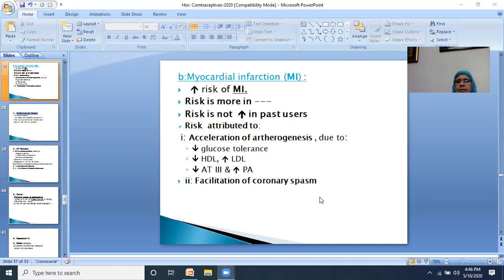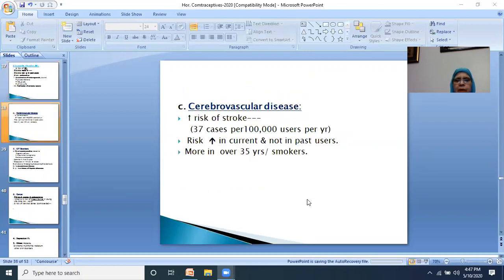Then myocardial infarction. There is increased risk of myocardial infarction in users of combination contraceptives, and risk is more in those ladies who have predisposing factors like increased platelet aggregation, decreased antithrombin 3, increased fibrinogen, and luckily risk is not increased in past users. This risk is attributed to acceleration of atherogenesis, which is due to decreased glucose tolerance, decreased HDL and increased LDL, and decreased antithrombin 3 and increased platelet aggregation. And there is facilitation of coronary spasm also, which contributes to this myocardial infarction.